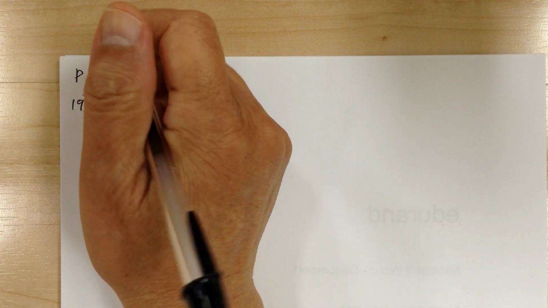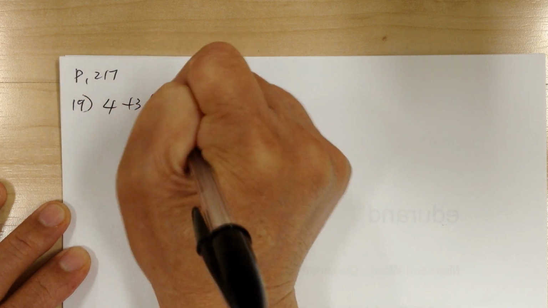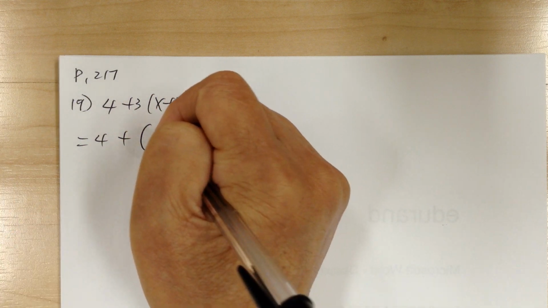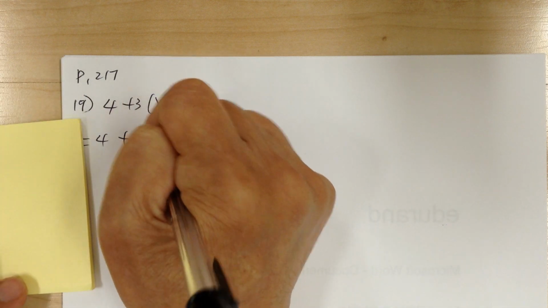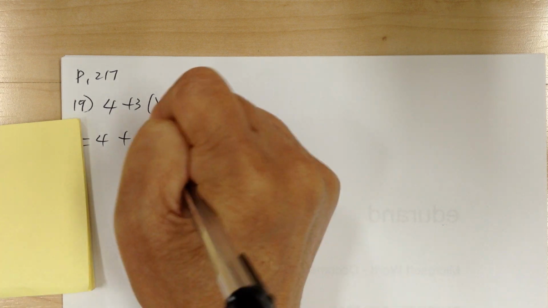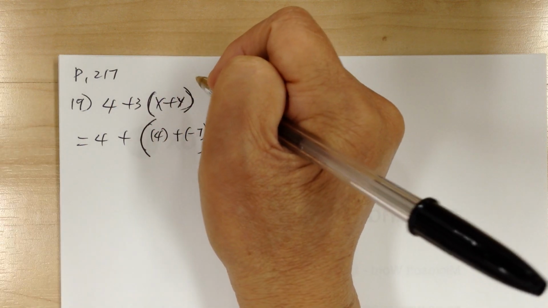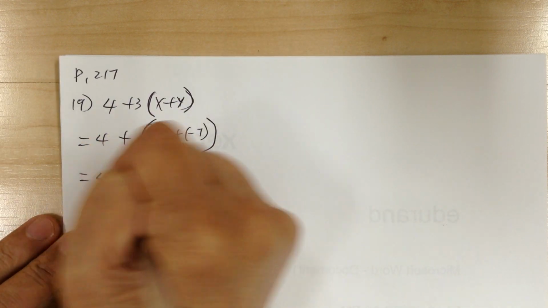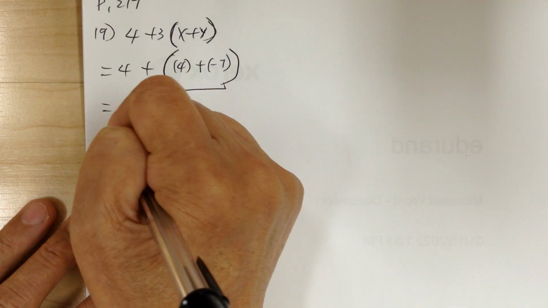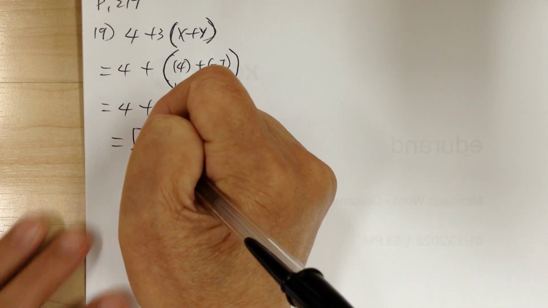Number 19, we have 4 plus 3 times x plus y. So x is equal to 4, y equal to -7. This is the big parentheses out here. So again, let's work this out. So this becomes -3. And so 4 plus -3 will give me 1.